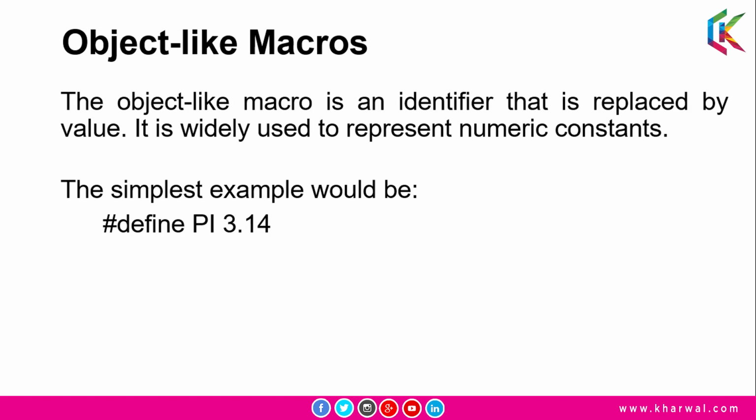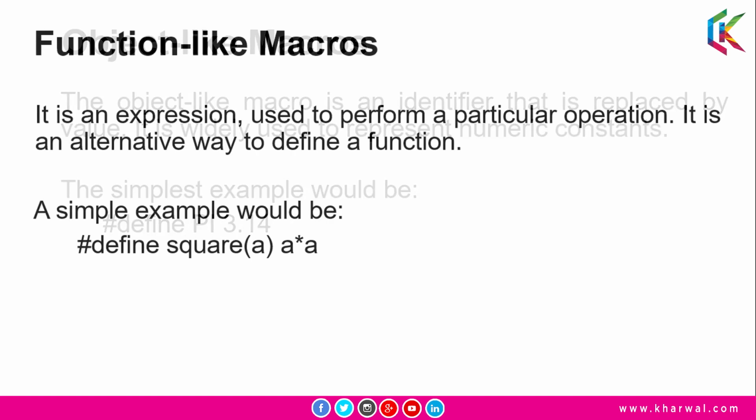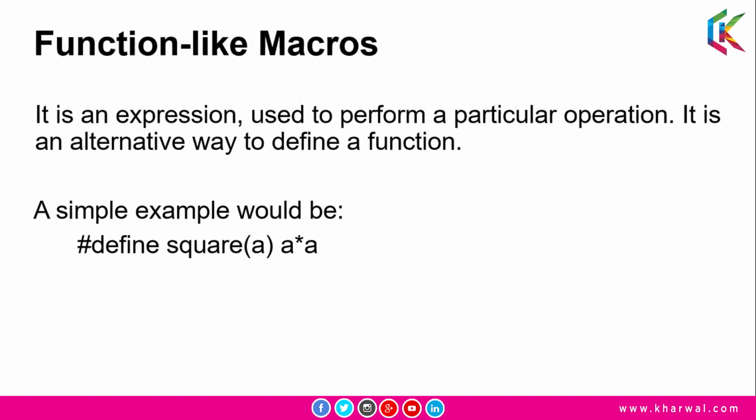Now moving on to the next topic, and that is function like macros. It is an expression used to perform a particular operation, and it is an alternative way to define a function. So here is the example of function like macros. Here we are using the hash define directive, and then we are using a square function with a parameter a, and then this is the macro expansion a into a.